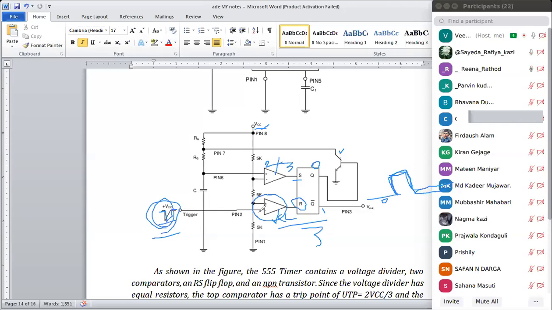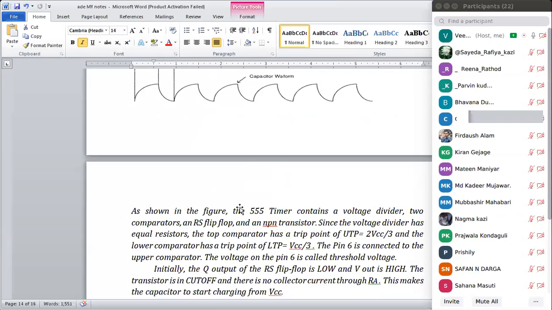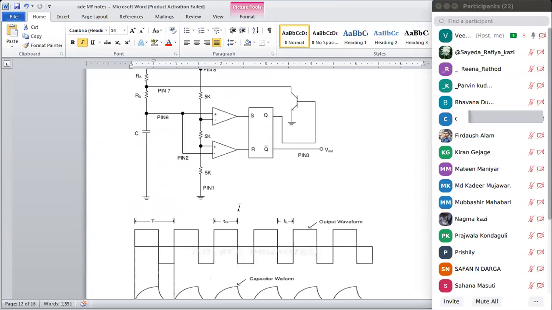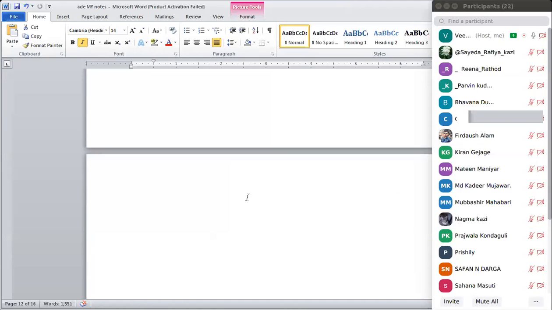Yes, sir. Okay. So I think the class session is also near its end. So these are regarding the astable multivibrator and the monostable multivibrator. Fine. We'll continue in the next class.